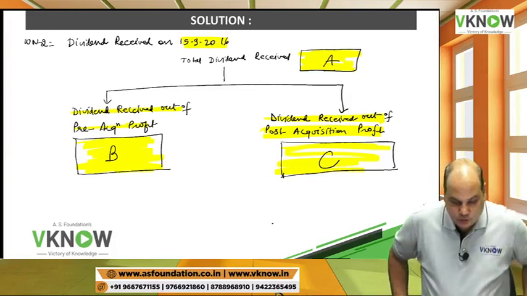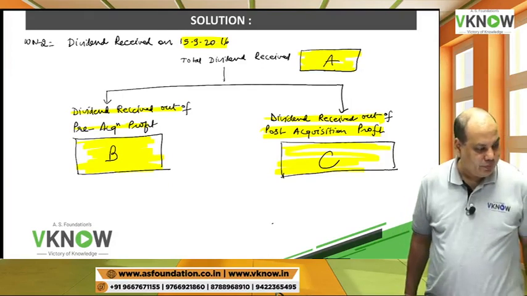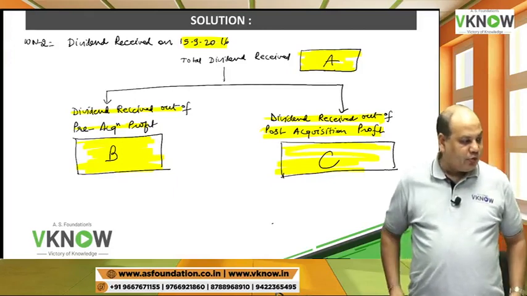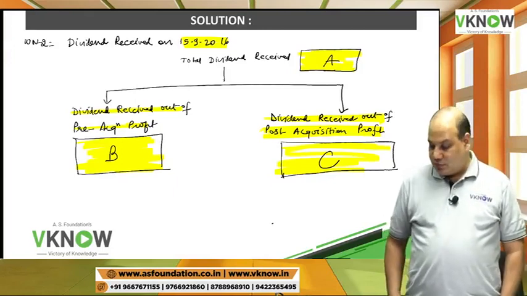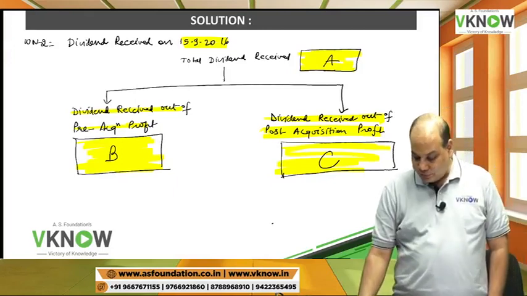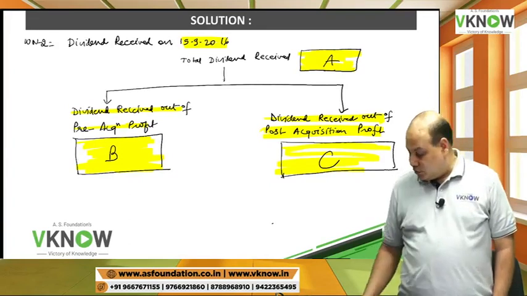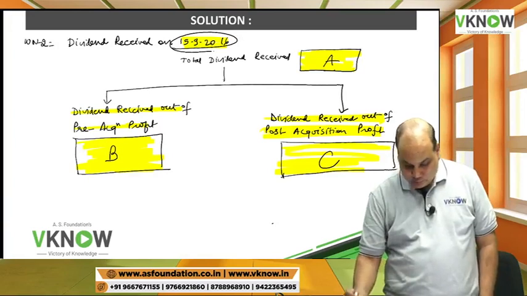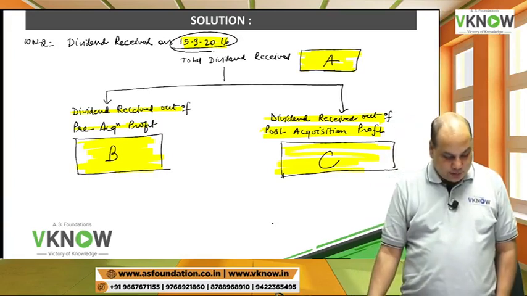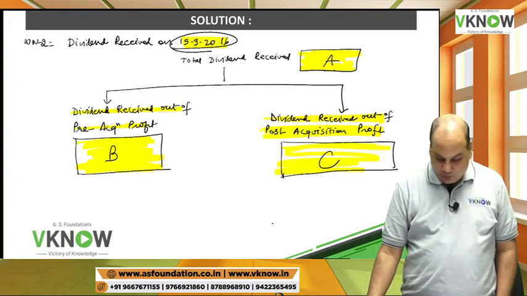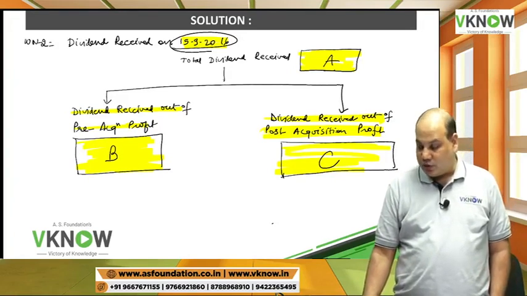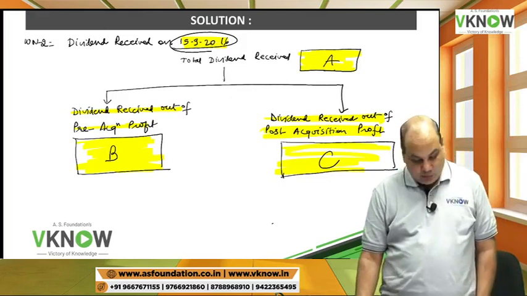Okay, so let me try. What happened to most of the students who usually answer? Where are they right now? When is the dividend received? The dividend is received on 15 September at rupees 3 per share.